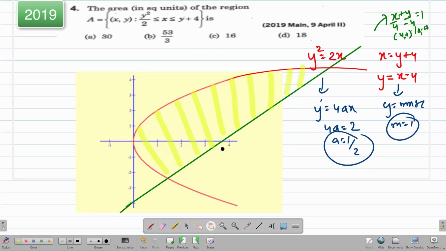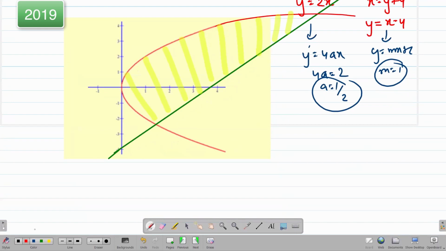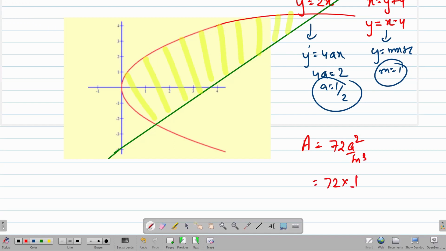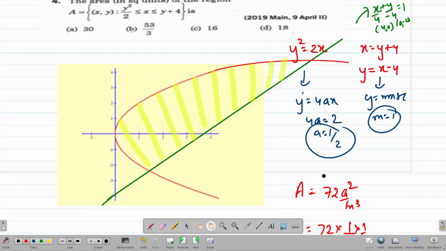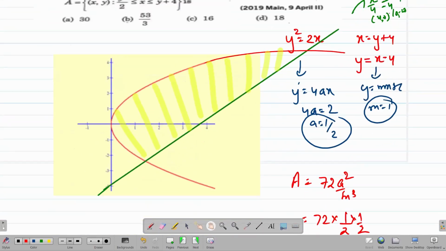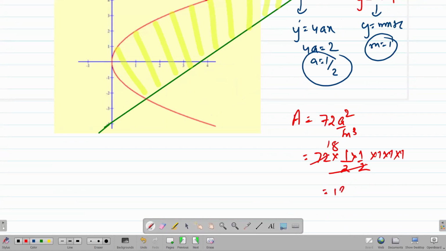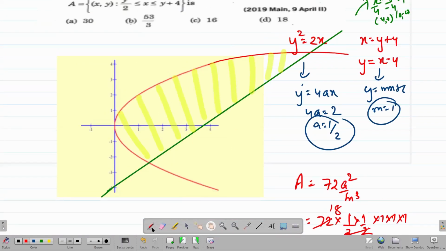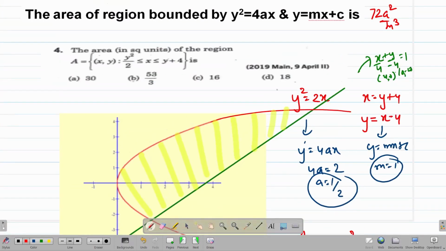But by just substituting the values in the shortcut, that is a is equal to 72 a square by m cube. So here I put a is equal to 1 by 2, therefore 1 by 2, and m is here 1. So what I get, 1 into 1 into 1. So my answer is 18 square units. So just by substituting the values in the shortcut, I get D as my option. This was asked in the 2019 JEE exam, 9th of April.